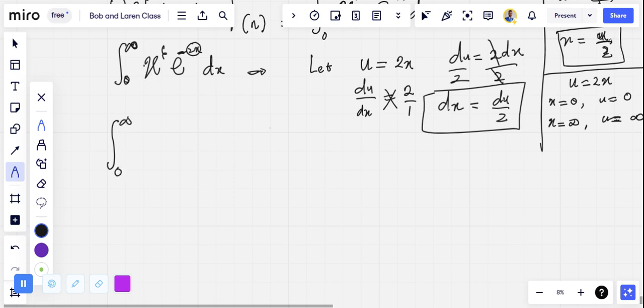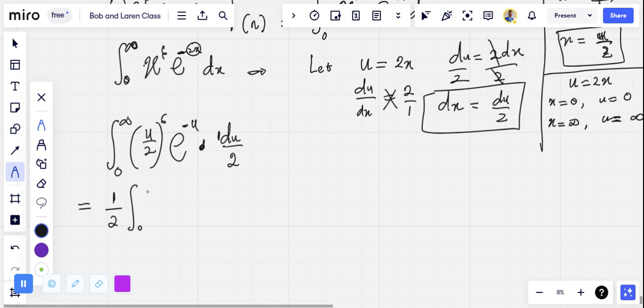x is equal to what? u over 2. Substitute that, u over 2, then you raise it to 6. Then e raised to the power of negative, what is 2x? 2x is equal to u. Then what is dx? dx is equivalent to du over 2. Okay. Now, since you have this, you can easily simplify. This is 1 over 2. The 1 over 2 can come outside of the integral. So if the 1 over 2 comes outside of the integral, then I'll be left with 0 to infinity.